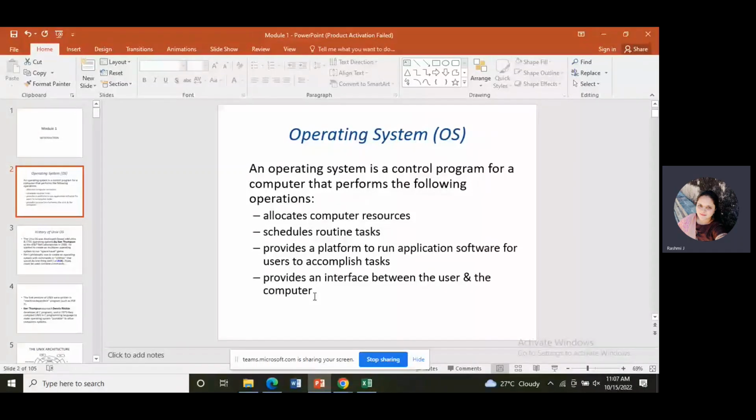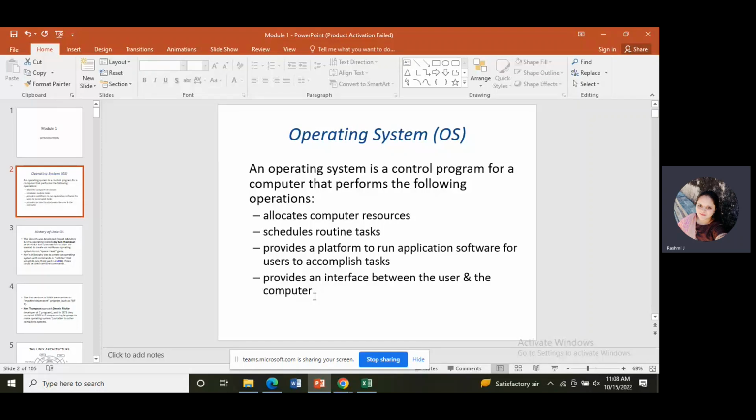So what is an operating system? It is software that manages the computer hardware, by allocating memory resources, processing, loading the CPU registers, and allocating routine tasks. It schedules the routine tasks, which means deciding in which sequence the processes must be executed or which process should be running.